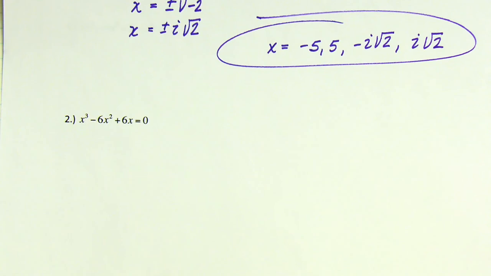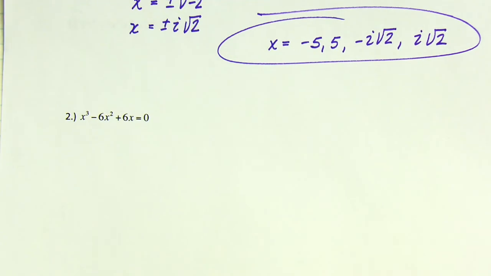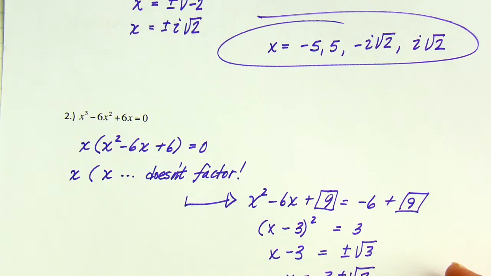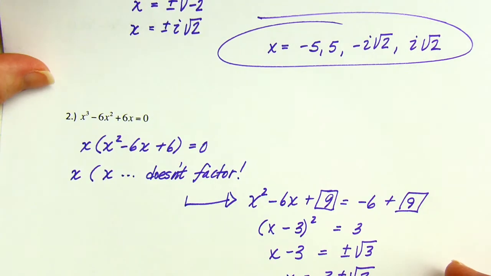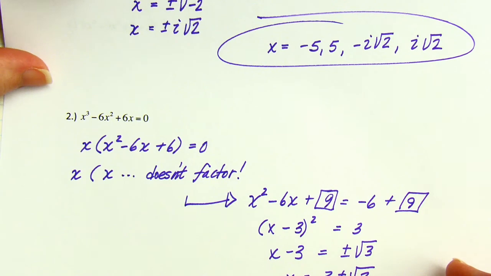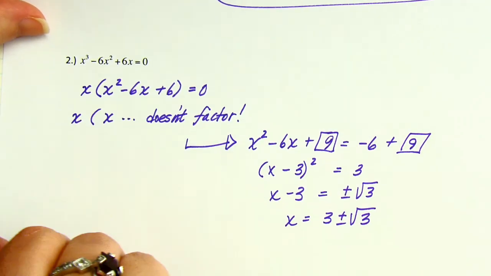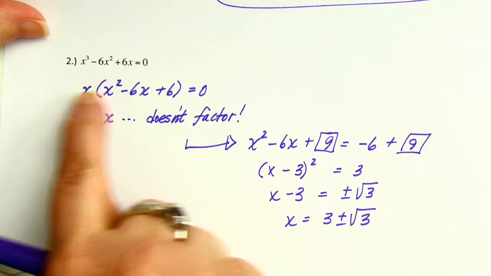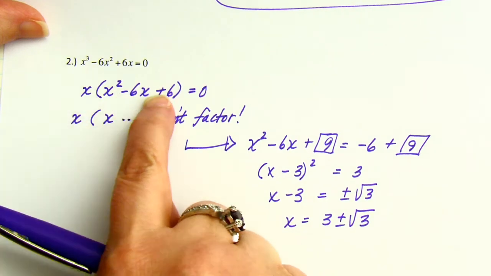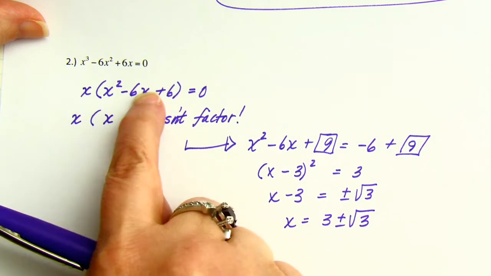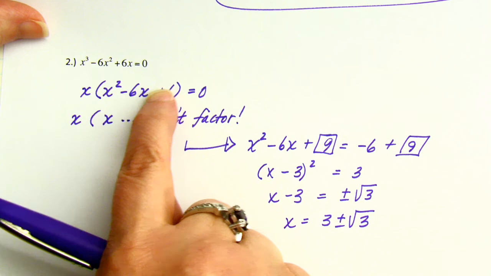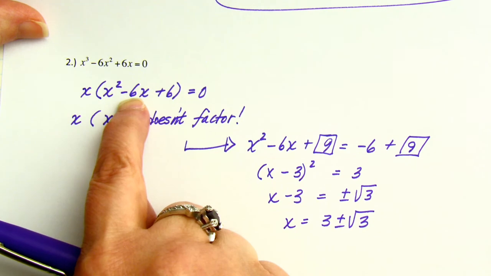All right, the next one. Remember, you always first look for a GCF. Why don't you pause the video and try to do this one on your own? All right, hopefully you did try to do this problem. If we look up here, we take a GCF out, and you're left with x squared minus 6x plus 6. And then you try to factor this. What numbers multiply to 6 that when I add them give me a 6? That doesn't factor.